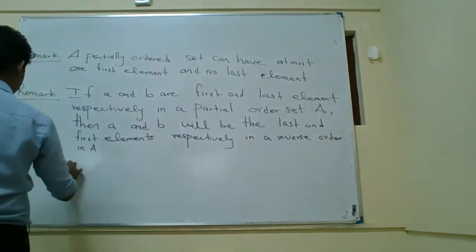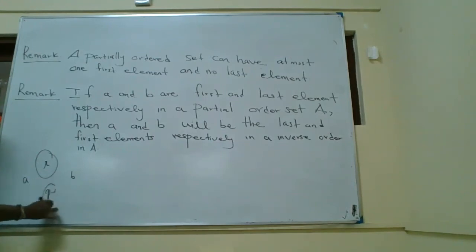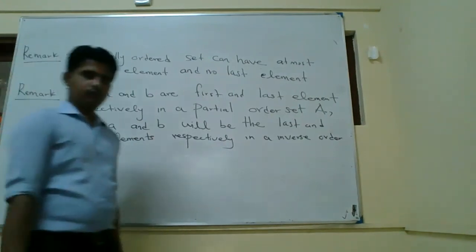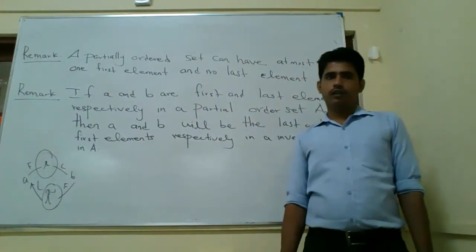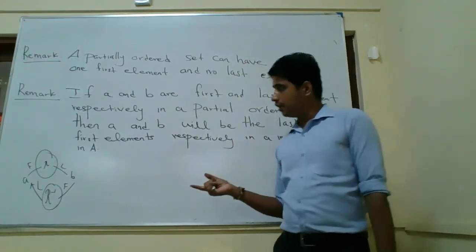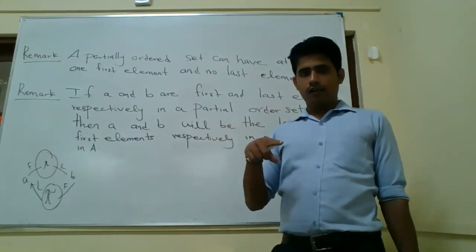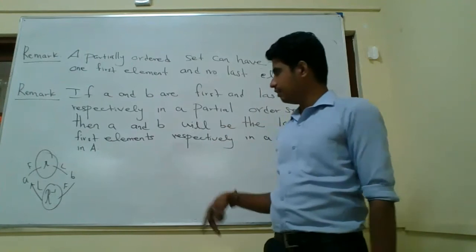Suppose A is the first element and B is the last element for the relation R. For the inverse relation R inverse, it is your first element that becomes the last element, the reverse. For R, A is the first element and B is the last element. For R inverse, it is the opposite.